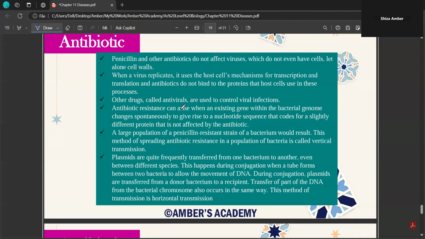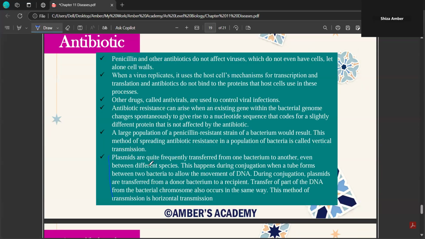Then antibiotic resistance can arise when an existing gene within the bacterial genome changes spontaneously to give rise to a nucleotide sequence that codes for a slightly different protein that is not affected by the antibiotic. Okay. And what else? Yeah, this is important.